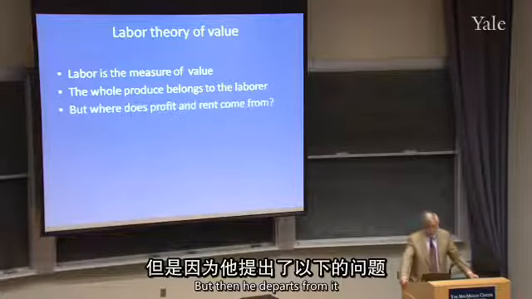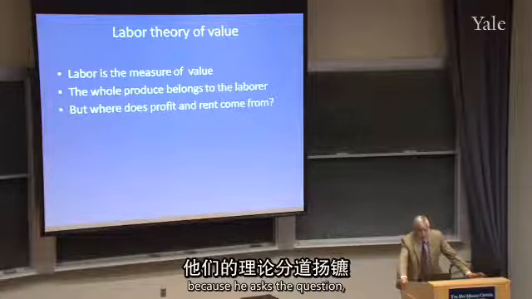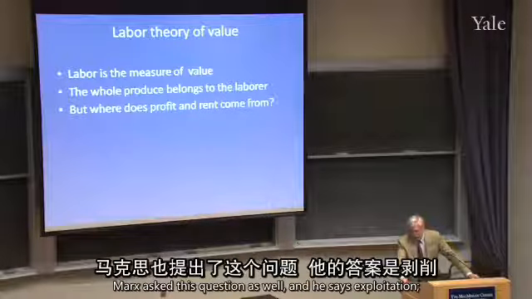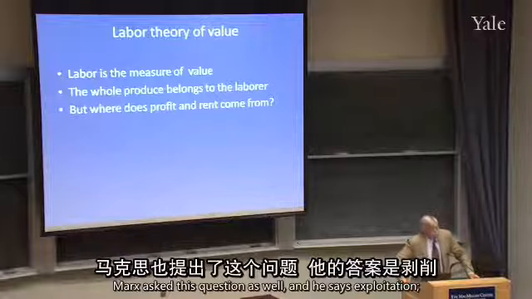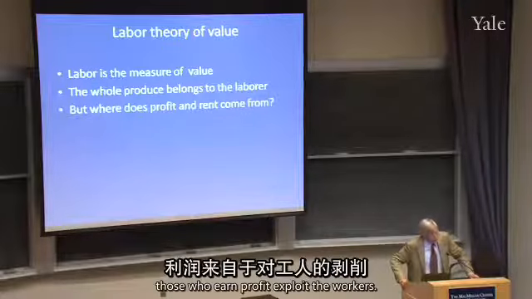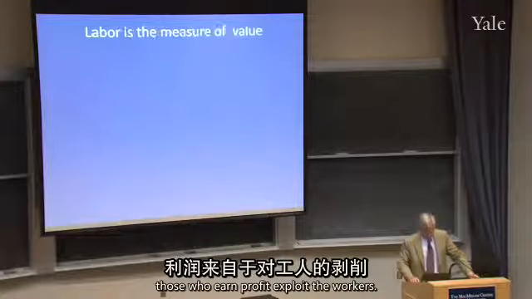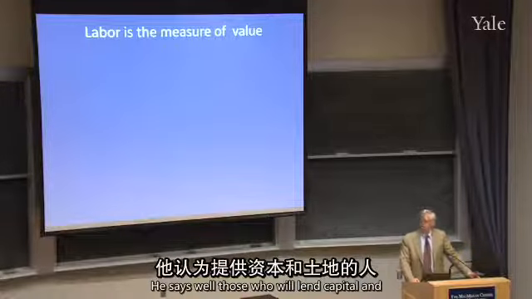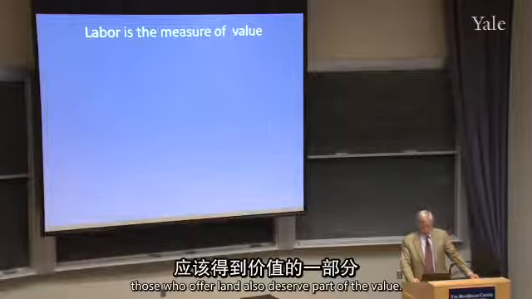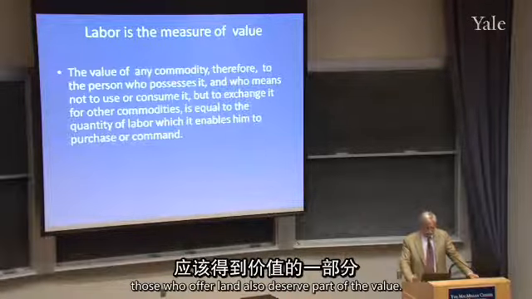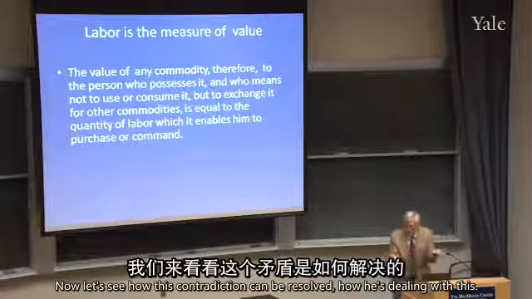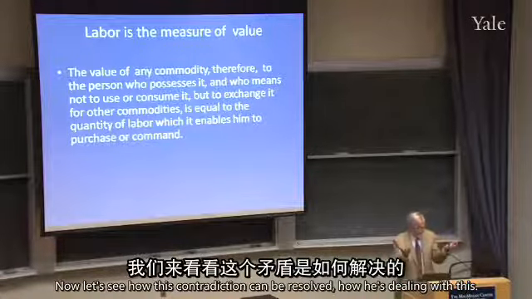But then he departs from it because he asks the question, where do profit and rent come from? Marx asked this question as well, and he says, exploitation. Those who earn profit exploit the workers. But Adam Smith has a different view. He says, well, those who lend capital and those who offer land also deserve part of the value. Now let's see how this contradiction can be resolved, how he's dealing with this.